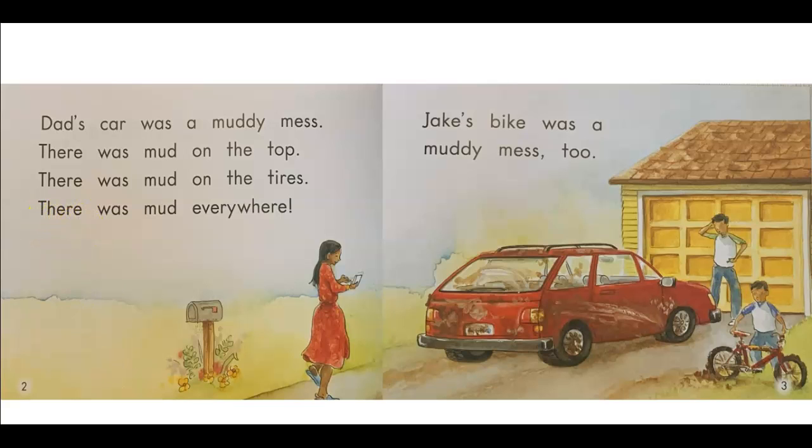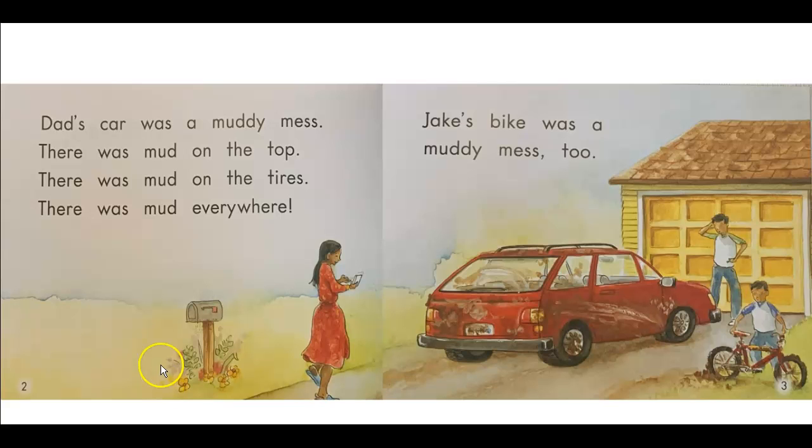Now, let's look at Jake's bike. Oh, the boy's name is Jake. Okay, so that's going to be another word I'm going to find somewhere in the story. What are you thinking? Yep, Jake's bike is a muddy mess, too.